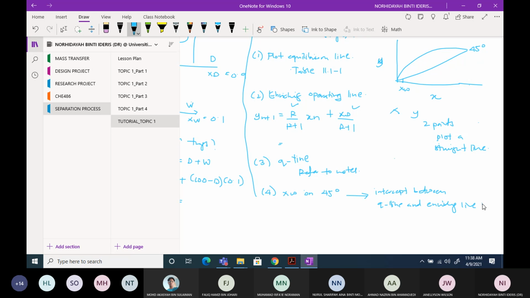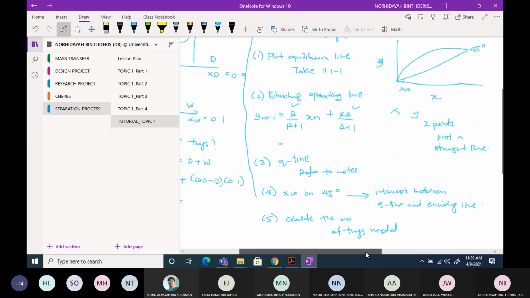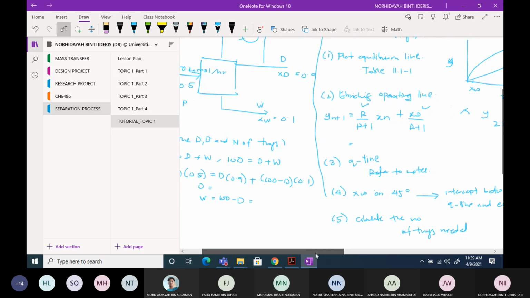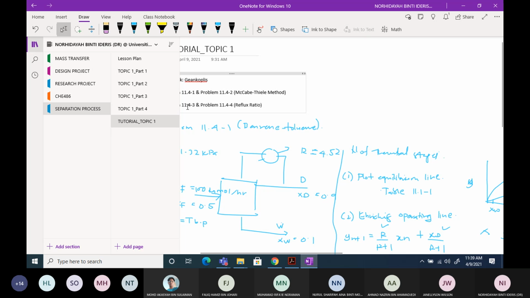All right, so far is there any question? Do you understand the steps that I wrote? We can straight away calculate the number of trays needed. For the location of the feed stream, after you have that Q, you bring that Q perpendicular, and that will give you the location of your feed tray. So I just wrote down the steps here. I hope that shouldn't be a problem for you to solve 11.4-1.